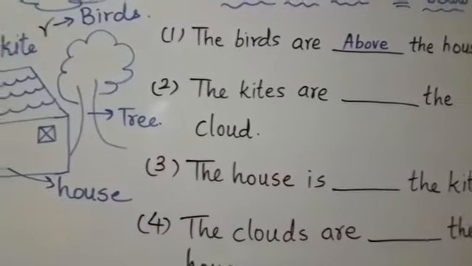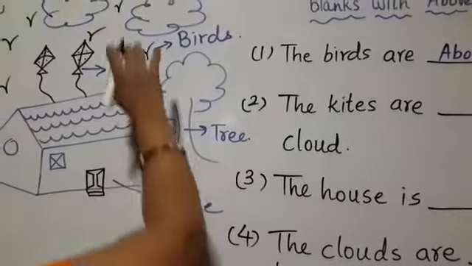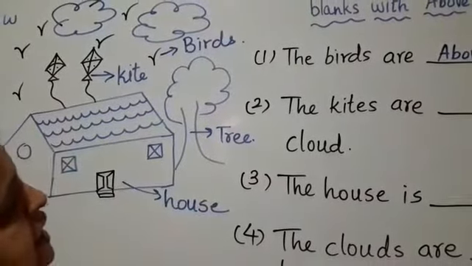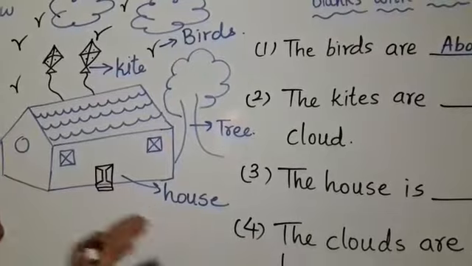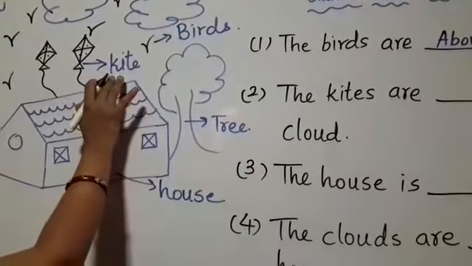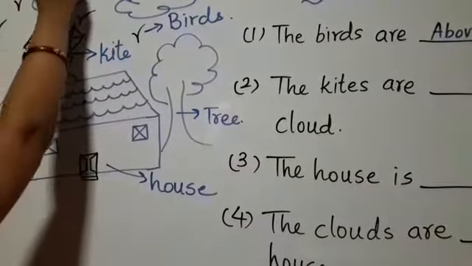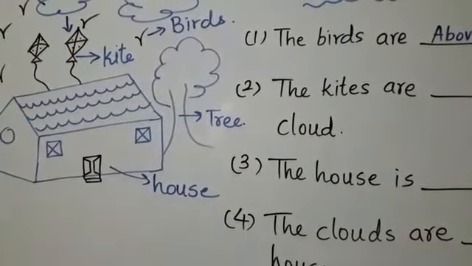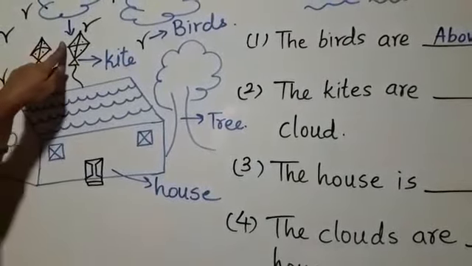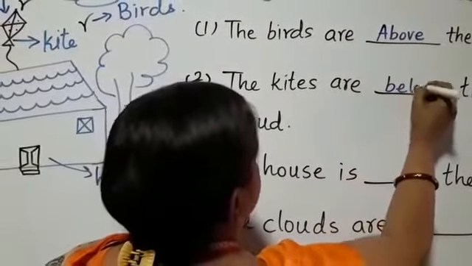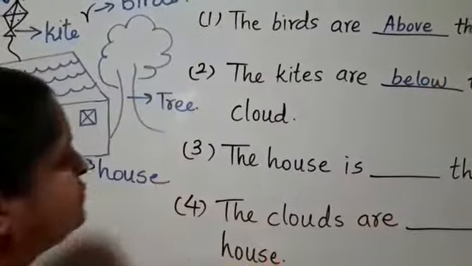Yes. Now second, the kites are dash the cloud. Now what did they say? Where is the cloud first? Yes, these are the clouds. And they are asking kites are dash the cloud. Kites, where is the kite? Yes, here. Then it is below the cloud or above the cloud. Yes, it is below the cloud. So we will write here below. It is below the cloud.